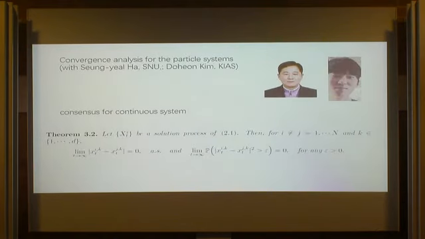More recently, with Seung-Yeal Ha at Seoul National University and his postdoc Dong-Hu Kim, we have a theorem for the particle system, not for the mean field limit. We do not take the mean field limit. Basically, what we can prove is that for particles i and j, as t goes to infinity, the distance between any two particles goes to 0. The probability that their distance is bigger than epsilon goes to 0 as t goes to infinity, for any epsilon. So all particles will converge to the same point.